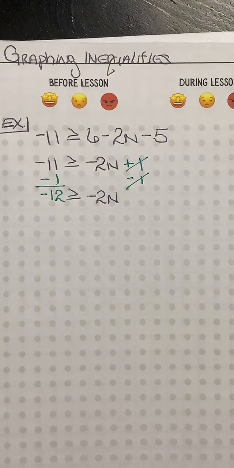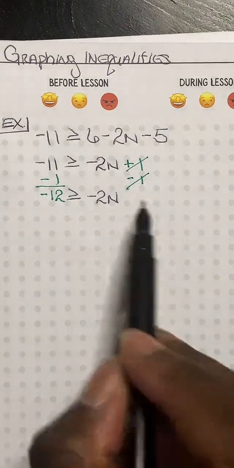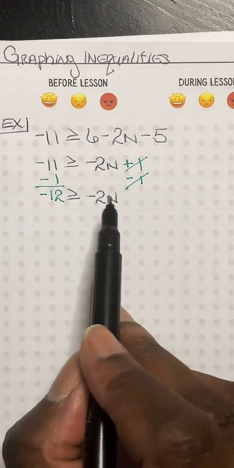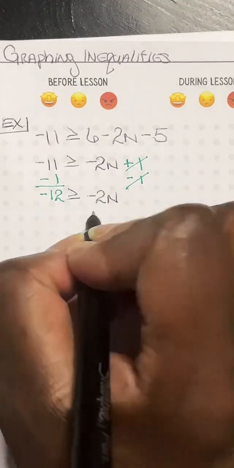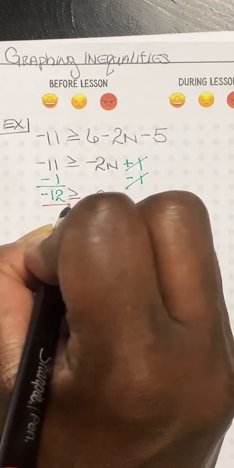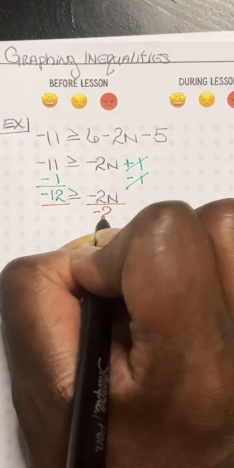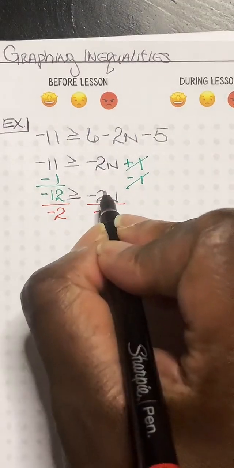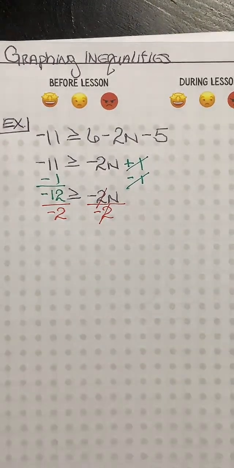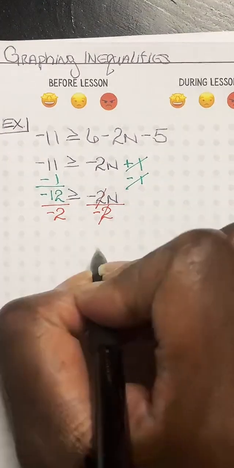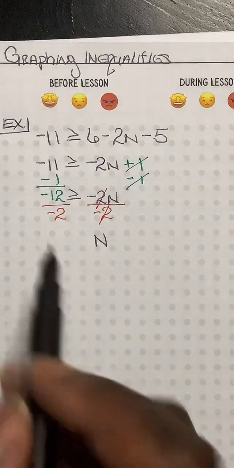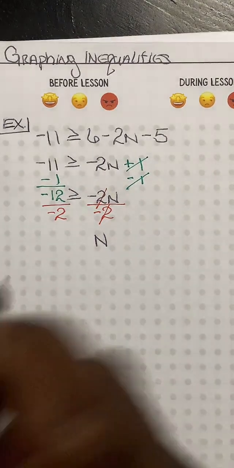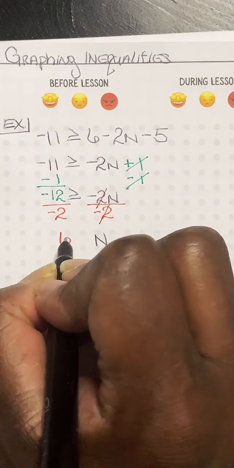So this is the part that gets people. I want to get n by itself. I have negative 2n. That means negative 2 times n. So I want to divide both sides by negative 2. So negative 2 divided by negative 2 gives me a positive 1, or you can just simply say n. Negative 12 divided by negative 2, that gives me a positive 6.